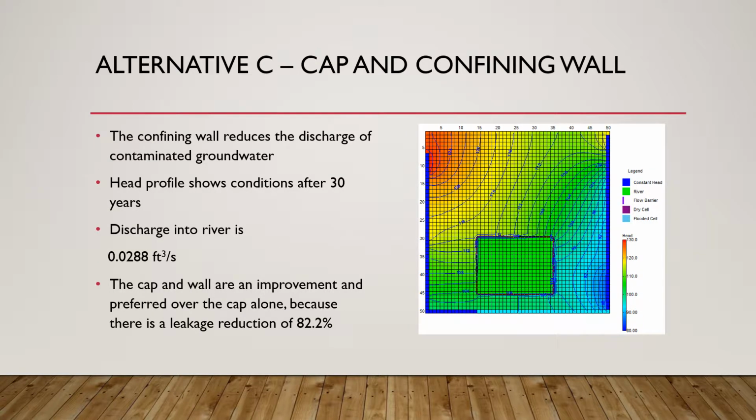Alternative C, cap and confining wall. The confining wall reduces the discharge of contaminated groundwater. As we can see in the picture to the right, head profile shows conditions after 30 years. Discharge into the river is 0.0288 cubic feet per second. The cap and wall are an improvement and preferred over the cap alone, because there is a leakage reduction of 82.2%.